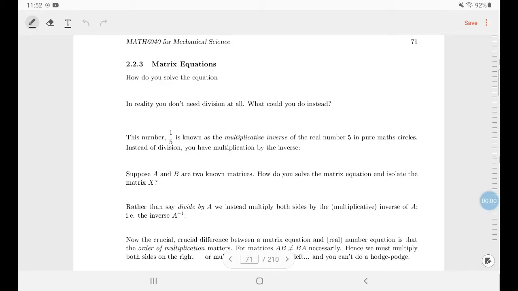Use matrix inverses to solve equations where the things in the equation aren't numbers but matrices. Now this will be an abstract kind of job, but we will move on to applications.